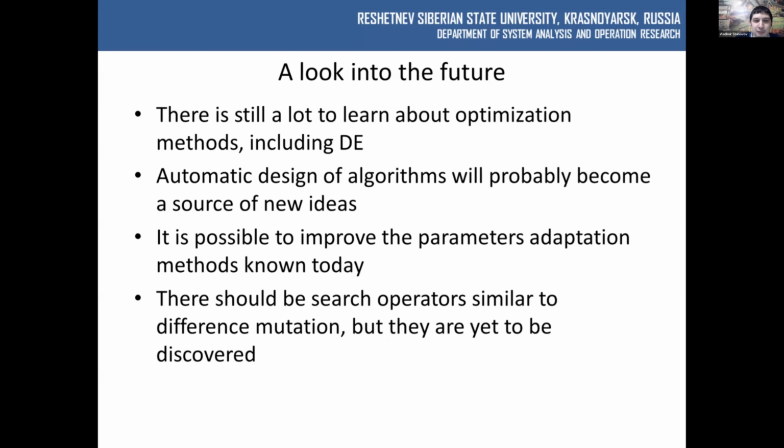So what's next for differential evolution, and what can you do to improve it? Well, there are still a lot of things to learn, and maybe automatic design of algorithms is one of the key concepts that could give us new ideas of what to do. And you can, of course, apply it not to differential evolution, but to other methods. But maybe we can find some operations similar to difference-based mutation, but this is yet to be discovered.